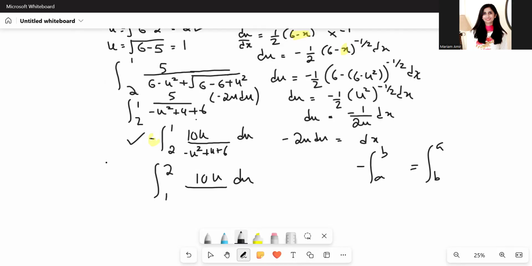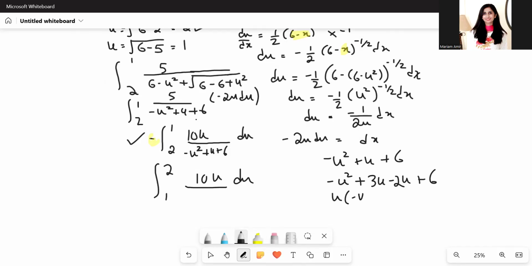In the denominator, we're going to do middle term breaking. Let's do it here. We have minus u squared plus u plus 6. So we're going to write minus u squared plus 3u minus 2u plus 6. Okay, we can take u common and we get negative u plus 3. And here we can take plus 2 common and get minus u plus 3. So we get u plus 2 and minus u plus 3.